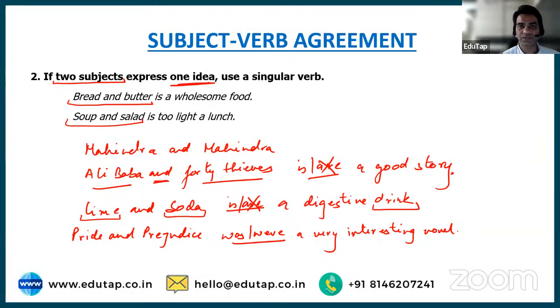So Pride and Prejudice, this was a question in one of the exams a few years back. And this is how he tries to confuse the student. Although Pride and Prejudice are two different nouns, they're presenting a singular idea. So the answer should be "Pride and Prejudice was a very interesting novel." Is it clear to everyone? "A novel" is written at the end, absolutely, Sitanshu. That also gives you a hint.